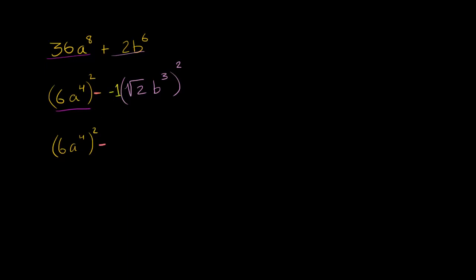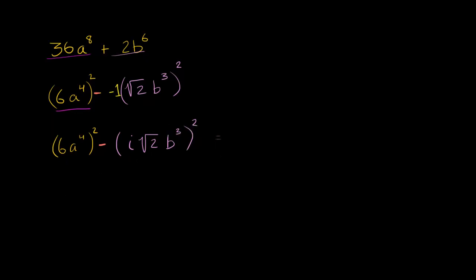So we could rewrite this in this pink color as i times the square root of 2 times b to the 3rd, all of that squared. Notice i squared is negative 1. Square root of 2 squared is 2. b to the 3rd squared is b to the 6th power. If I raise something to an exponent and then raise it to another exponent, I would multiply the two exponents. And so now I've expressed it as a difference of squares, so we're ready to factor.